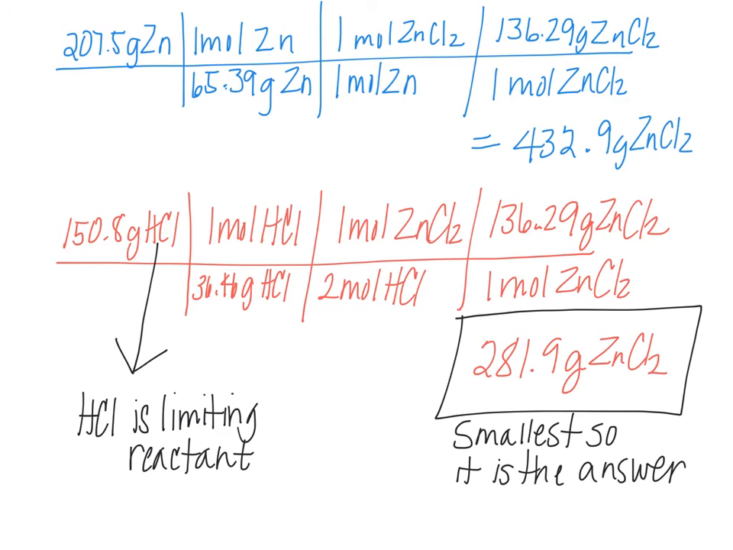All right, how did we do? The zinc should have given you 432.9 grams of zinc chloride, and the HCl should have given you 281.9 grams of zinc chloride. So clearly that's the smallest answer, and so it is our answer to how much product we could produce, because we would run out of HCl before we ran out of zinc. So that makes HCl our limiting reactant, and that makes zinc our excess reactant, meaning we would have that left over, but because we ran out of HCl, we couldn't keep making product.